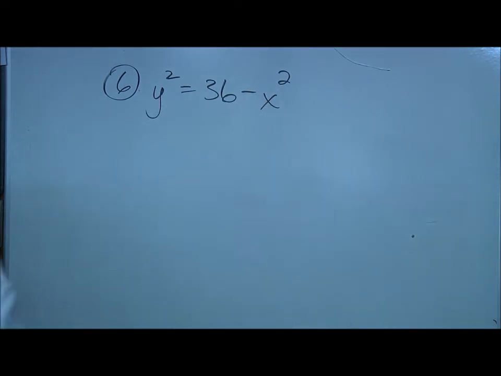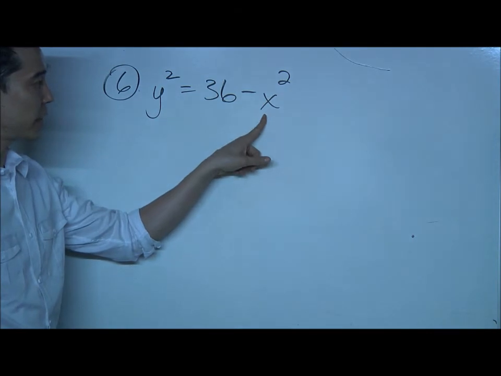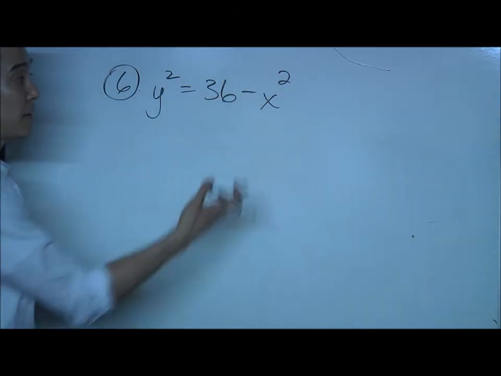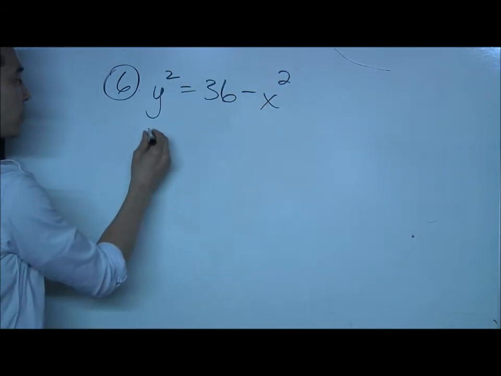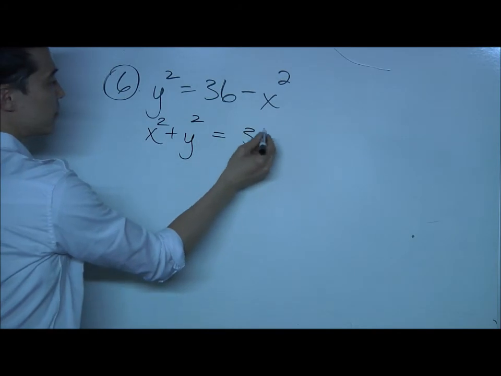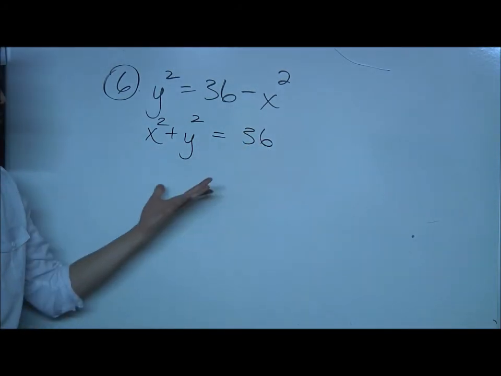Okay, if you take a look at number 6 here, they try to trick you by having the negative x squared over here, but of course we need to put it in standard form. So we want the x squared and y squared both on the left side. So when I add that x squared over, it becomes pretty obvious that this is, well, there's two ways to look at this. This is actually an ellipse, but it's also a circle, okay?